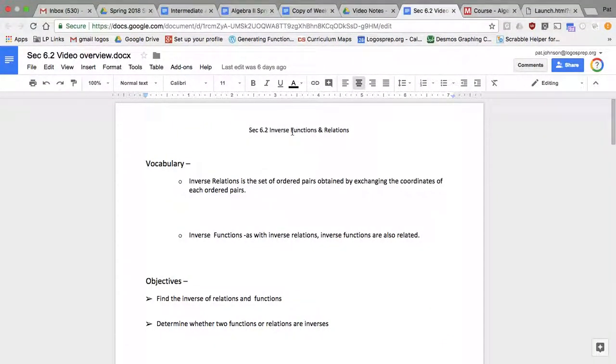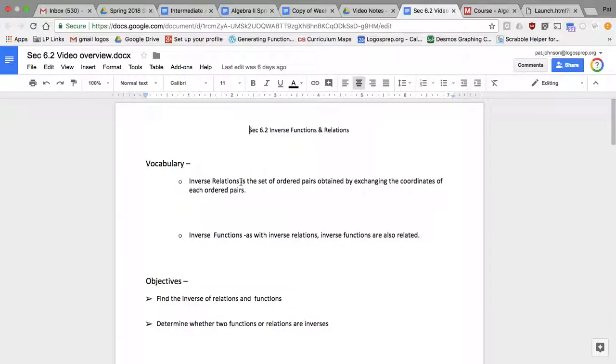Okay, this is section 6.2, and we're going to cover inverse functions and relations. So first we have to recall what a function is and what a relation is. But let's go and determine our objectives of this section. We're going to find the inverse of a relation and a function and determine whether two functions or relations are inverses of each other. Our vocabulary is inverse relation and inverse function.